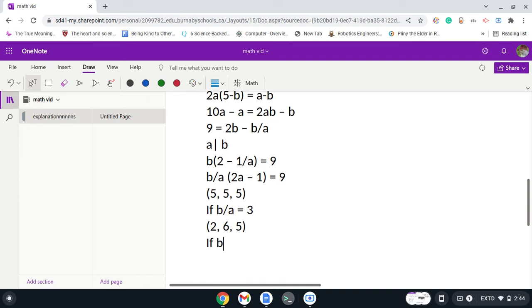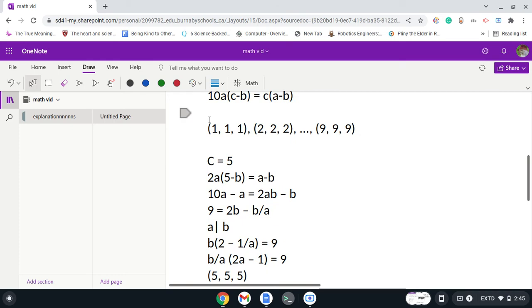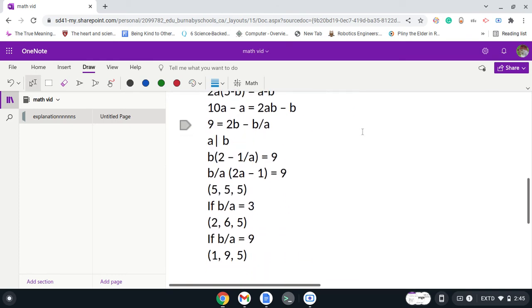And if b over a is 9, we have 2a minus 1 is equal to 1, which means a would be 1 and b would be 9. So 195 also works. And note that 555 is already counted in these, so we just don't need that.